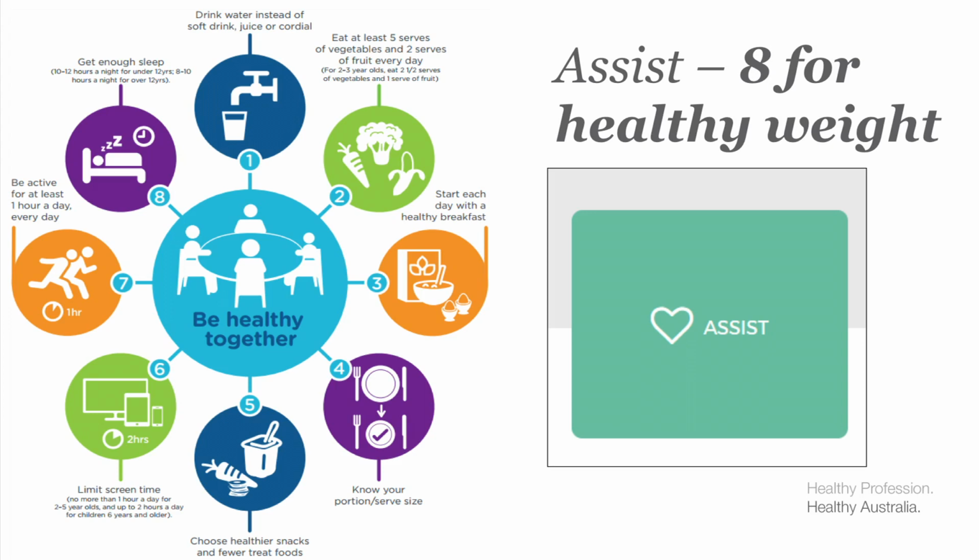So this is the 8 for a healthy weight chart, and it has 8 simple strategies that families can do together to help improve the whole health of the whole family. Things like drinking water instead of juice, cordials or soft drinks, increasing vegetables to at least 5 serves a day and 2 serves of fruit per day, trying to start each day with a healthy breakfast, knowing portion sizes and sticking to those sizes, changing the snacks from more treat foods to healthier snack food options, limiting screen time to the recommended times per day, and increasing physical activity to at least an hour a day for all kids. Most importantly, getting enough sleep. All kids need the appropriate amount of sleep. And in the middle, it shows to do it all together as a family.